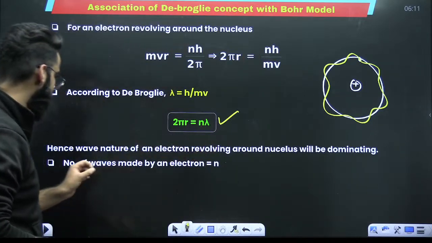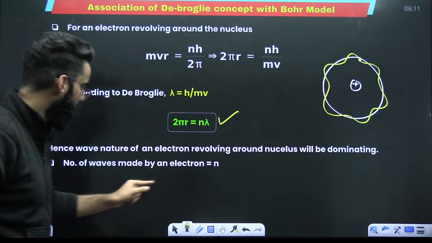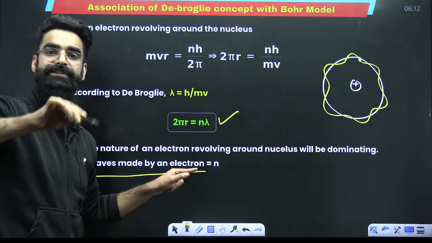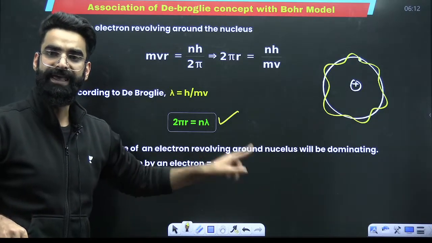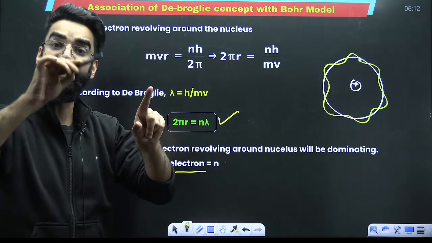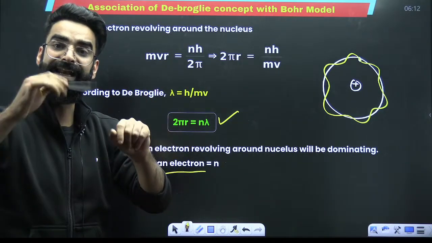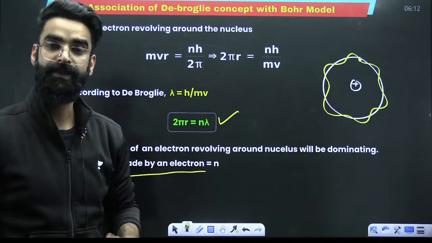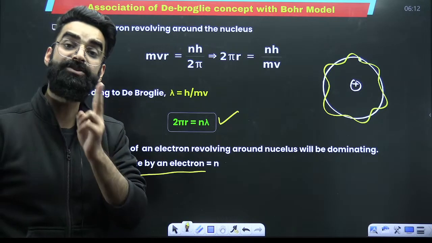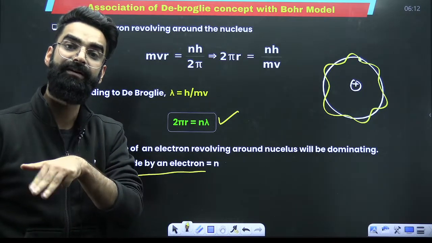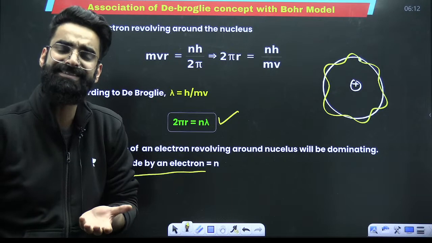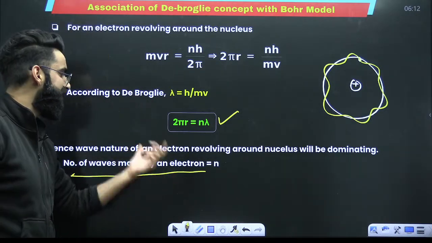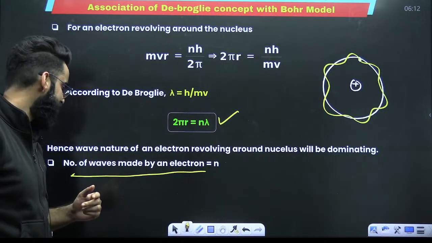So there is one important result over here. Number of waves made by the electron when the electron revolves around the nucleus is always equal to n. If the electron is in first shell, it will make one complete wave. If the electron is in second shell, 2 waves. Third shell, 3 waves. Right? So in the second shell, it's going to be 2 lambda. In the third shell, 3 lambda. Fourth shell, 4 lambda. Which categorically says that whatever is the shell number, same is the number of waves made by the electron. Right?